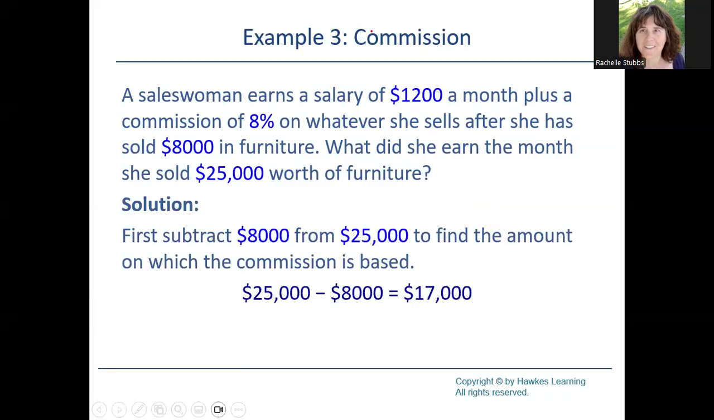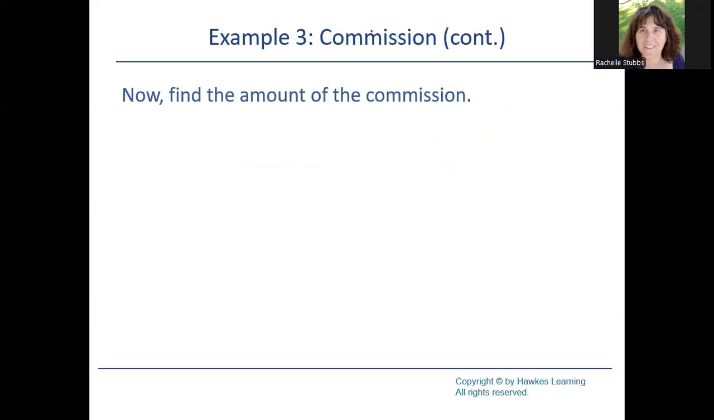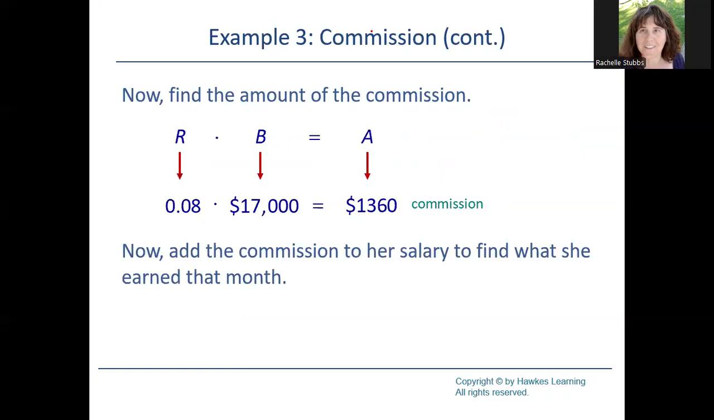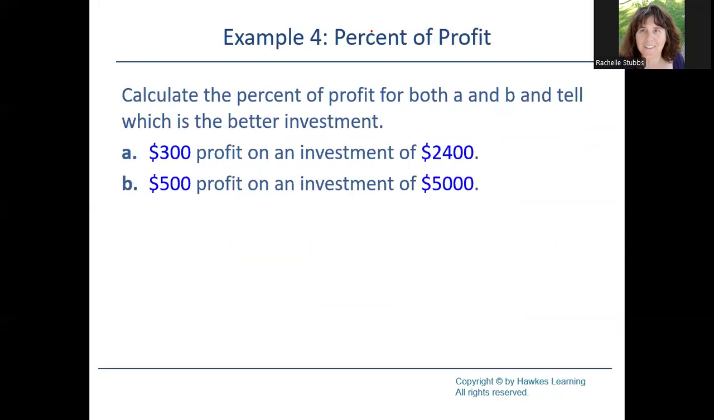So first we did the 25,000 minus 8,000, giving us 17,000. And now we're going to find the commission, which is 1,360. And now we add that commission to her base salary, 1,200 plus 1,360 is 2,560 a month. So that's what she's making.